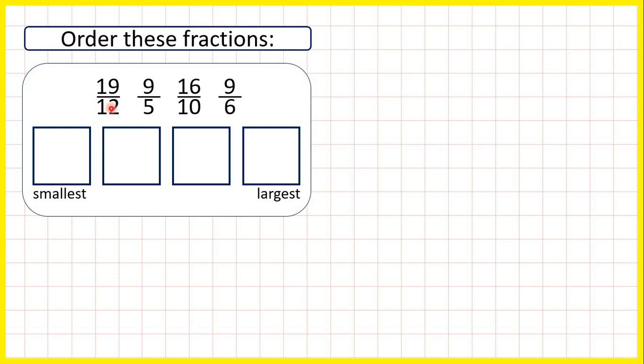Remember, to compare fractions, it's much easier if the denominators are the same. So we need to find a common multiple of 12, 5, 10 and 6. Now 12 is in the 6 times table, but it's not in the 5 or 10 times tables. So we need to try something else. What I do here is count up in steps of the largest denominator until I've got something that is a multiple of all of the numbers that we're comparing.